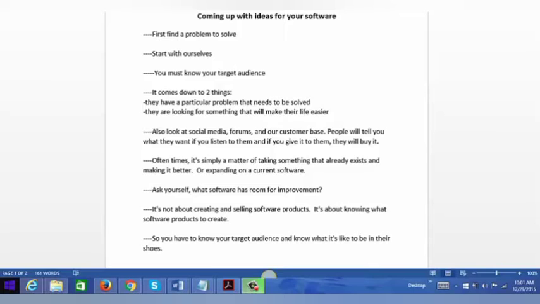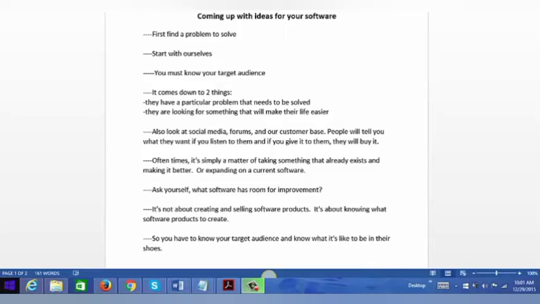Okay, so first let's start with ourselves. Do you have a problem in your business or personal life that can be solved with a software tool? Because let's face it, if you have a problem, I'm pretty sure there are other people out there with similar problems as you. So your problem is not unique to yourself.